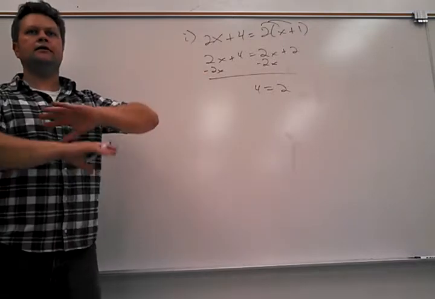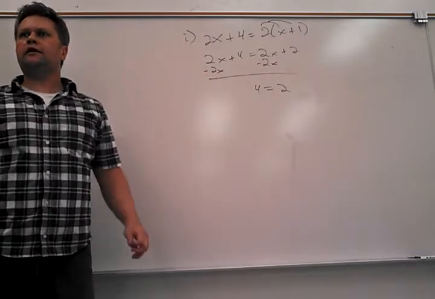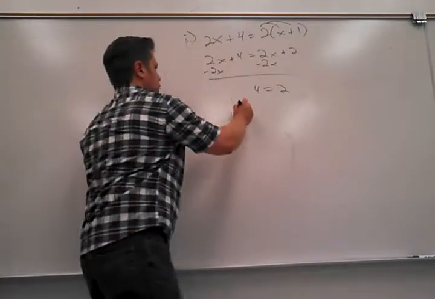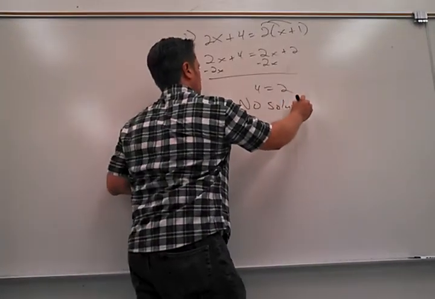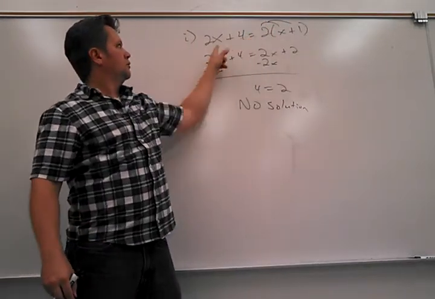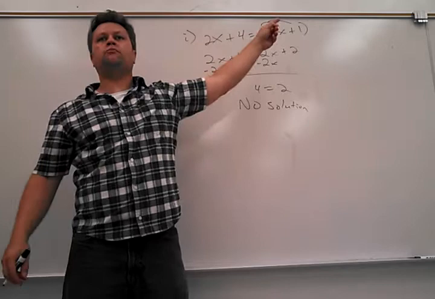2x minus 2x is 0. There are no x's left. Is that a true statement? No. So there's no solution. What should twice x plus 1 equal? 2x plus 2. So it's a bogus problem to begin with.